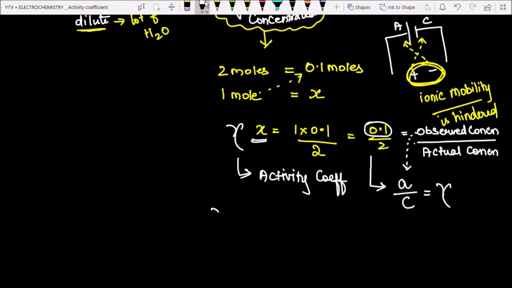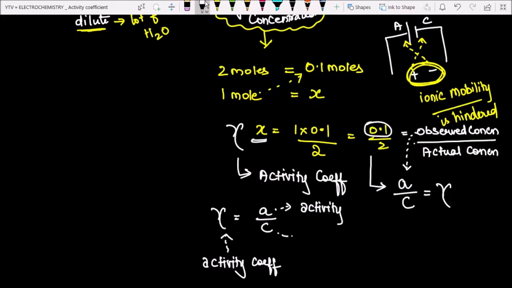So if I have to summarize, gamma is equal to A by C, wherein gamma is the activity coefficient. Okay, activity coefficient. Now what is A? A is the activity. And what is C? C is the concentration. This is the definition. So gamma is equal to A by C.